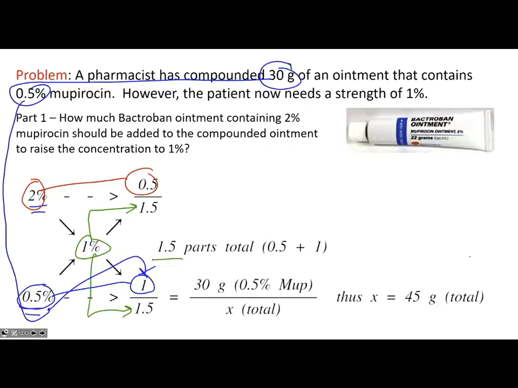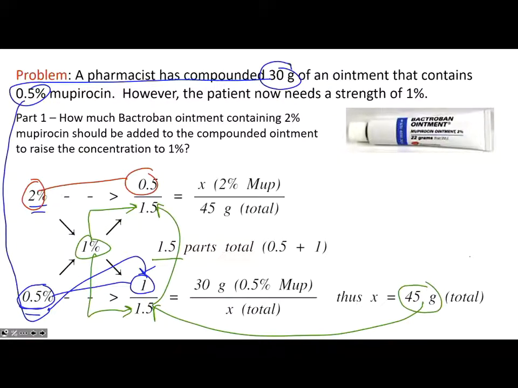All right? So that's the total. Well, what did I want to know? I didn't want to know the total mixture. I wanted to know how much of the 2% to add. So yes, you could just subtract those, but bear with me. I want to make sure you can visualize. This 45 that we just solved for represents that number of parts. Well, that's the same number of parts as that, all right?